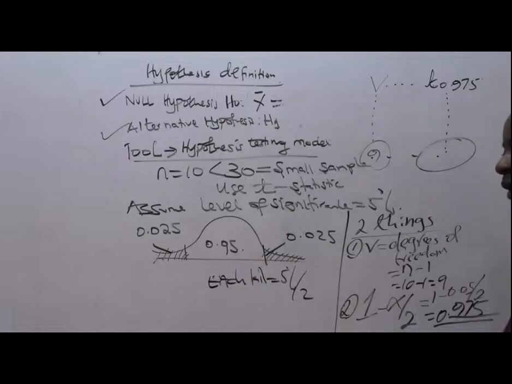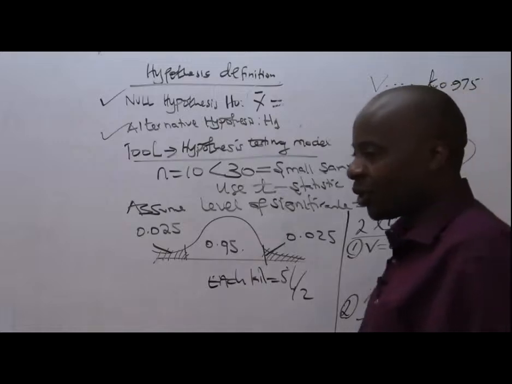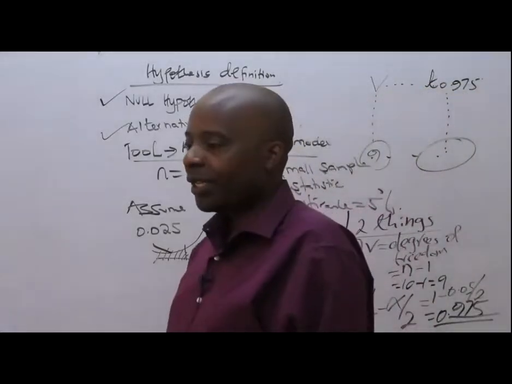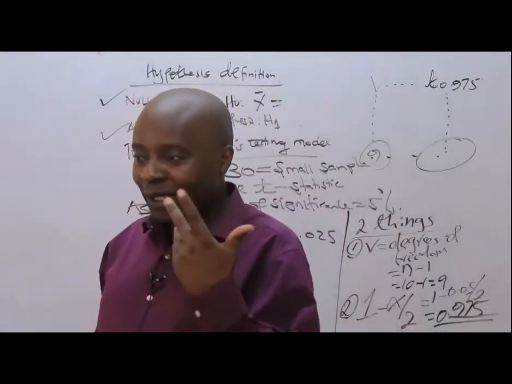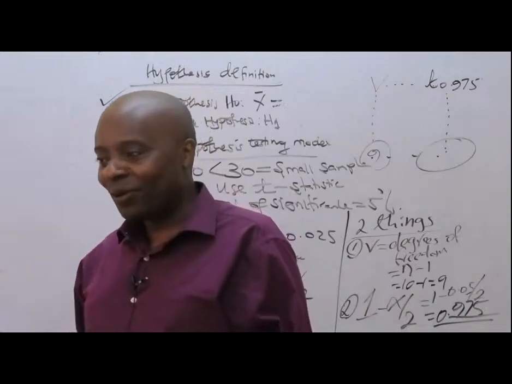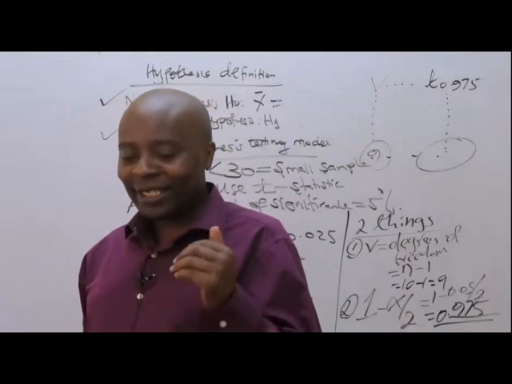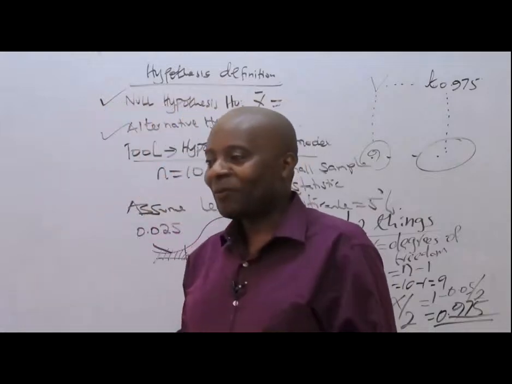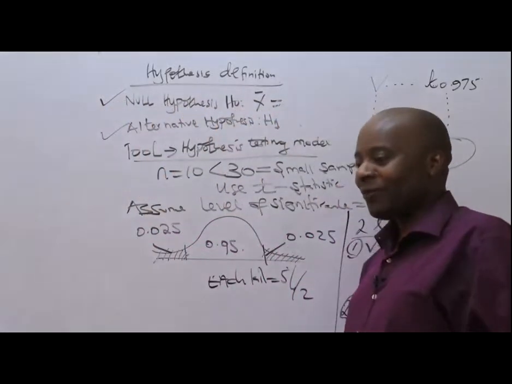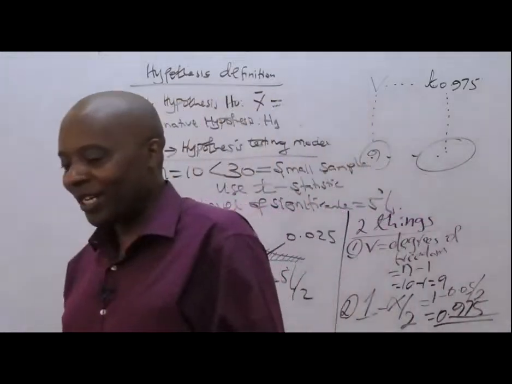You know, when I asked whether you guys have the tables, only 2 students told me they have tables. The examiner will always give you 2 tables: there is a normal table and there is a student T table. Are you able to see the student T table? Are you able to read some figure there? Is there anybody who is able to read some figure?